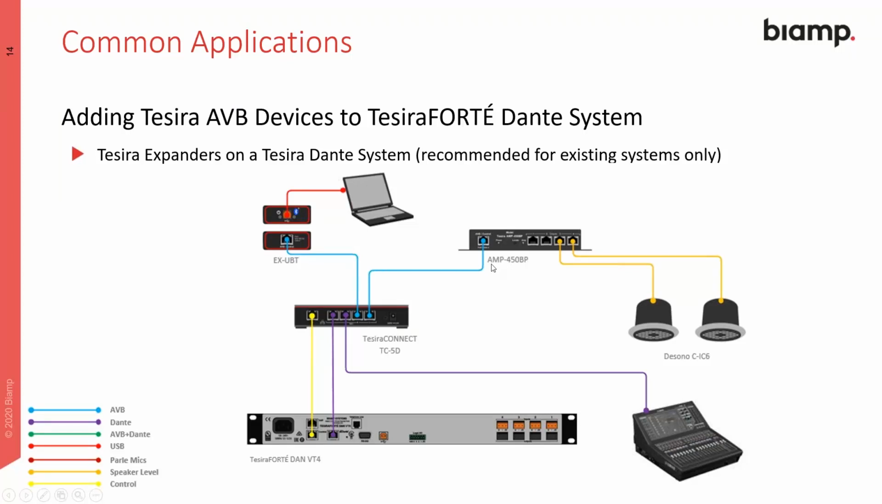Basically, you will change the AVB into a Dante flow and connect it back to your Dante system. But remember, once you need to integrate AVB devices into your Dante server, you have to split out the blocks of the Dante application and sync it in the Dante controller, because the TesiraCONNECT will change the AVB into a Dante flow. Then this Dante flow will be received by the Tesira 40 DAN. We will see this in a live example as well.